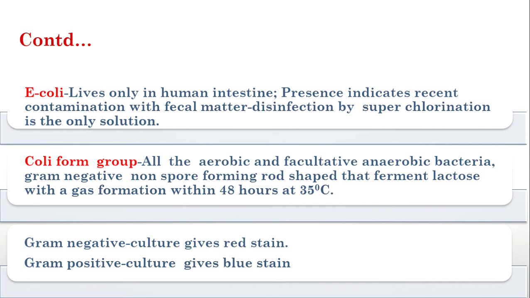And the coliform group: all the aerobic and facultative anaerobic, gram-negative non-spore forming rod-shaped bacteria that ferment lactose with gas formation within 48 hours at 35 degrees. If the water is kept at 35 degrees Celsius for 48 hours, the coliform group can be analyzed. The presence of the coliform group can be analyzed. When it is kept at 35 degrees for 48 hours, we see the color of the stain: if it is red, it is known as gram negative, and if it is blue, it is gram positive. Okay, so each type of bacteria has its own indication.